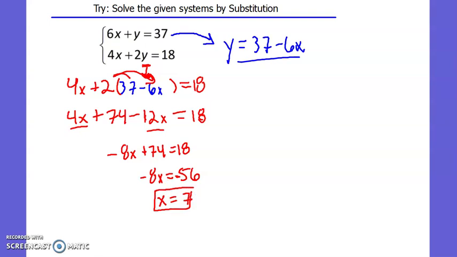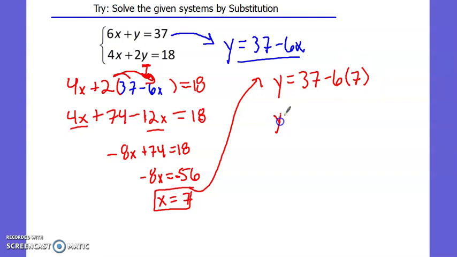Once we know what x is, again, we're going to take that right back up top and figure out what y is. y equals 37 minus 6 times our x value of 7. So y equals 37 minus 42, and therefore y equals negative 5.